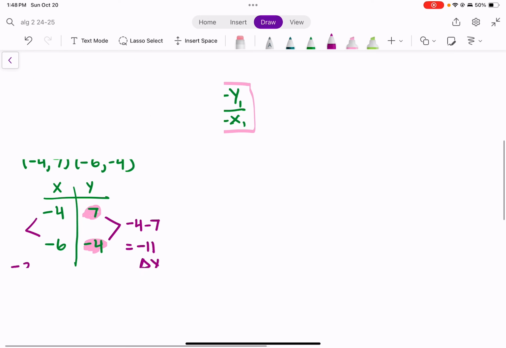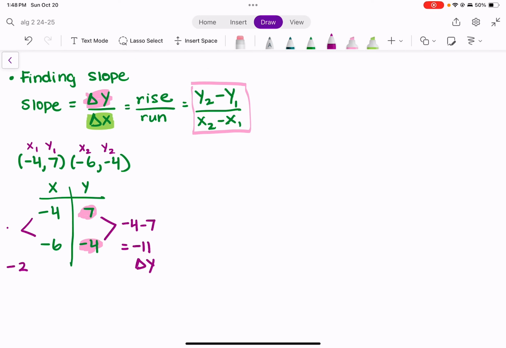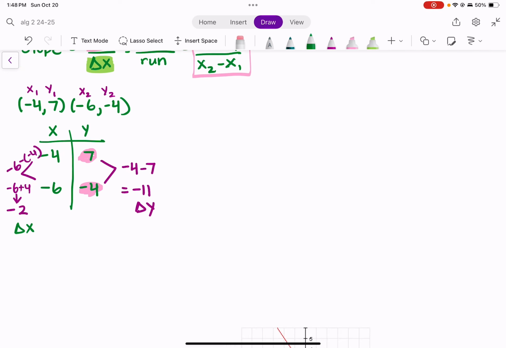But let's say you don't know that. Again, you can just take the second number minus the first number, right? So you're going to get -6 plus 4, which does in fact give you -2, right? Which makes sense because -4 to -6 is just down 2. So this is my change in x. And so now to find slope, it is change in y over change in x, right? So my change in y was -11.